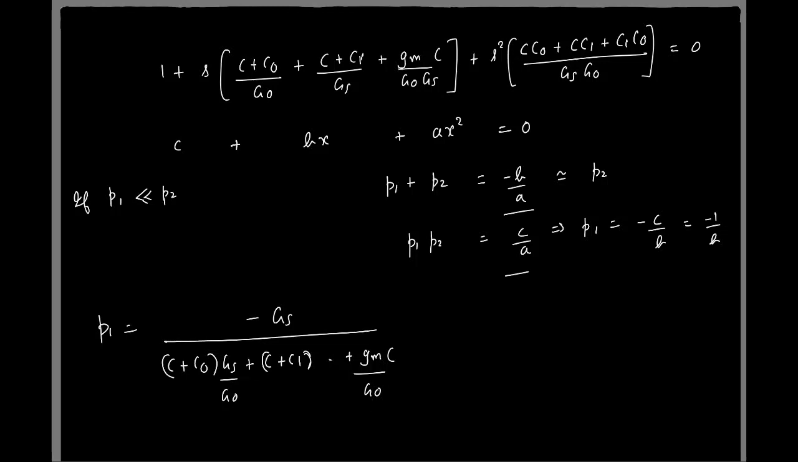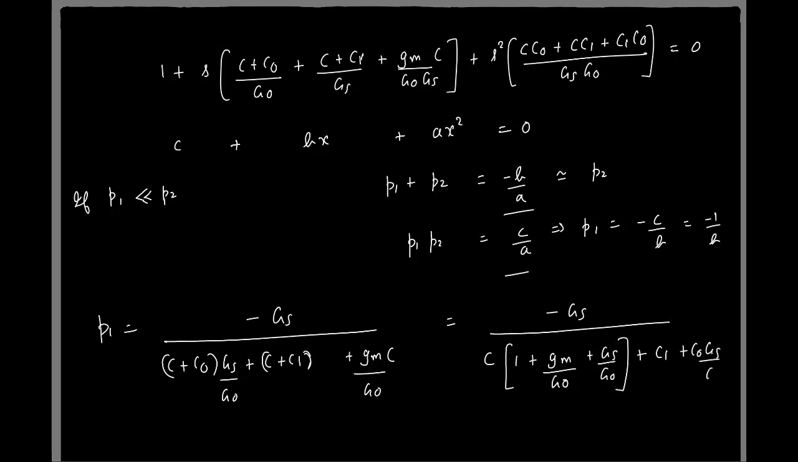So I'll simplify it like this: minus GS by, I'll write in terms of each capacitor, what I get for C: 1 plus gm by g naught, plus 1 times c1 and c naught times s by g. Okay, so let me write the second pole also quickly. Let me copy paste this entire page.